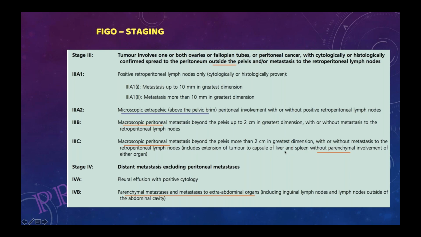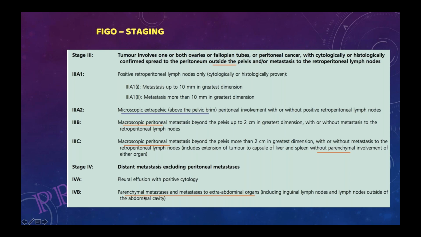They will say capsule is involved, but no parenchyma. Okay, so it is 3C. Now come to stage 4. Everyone knows what is stage 4. That is, it is beyond everything. It's huge spread. So if it is to the lungs, pleural effusion with positive cytology, it is 4A.